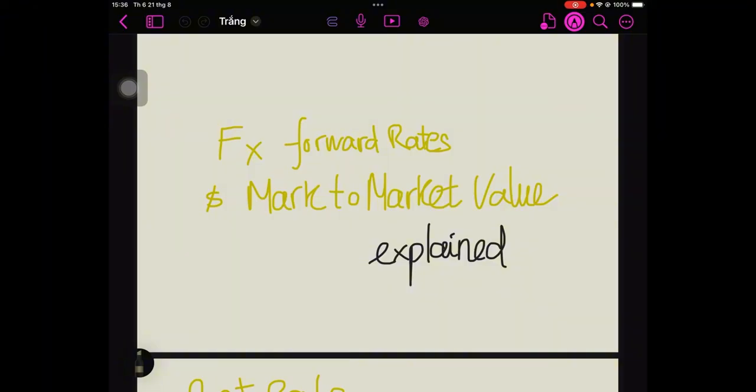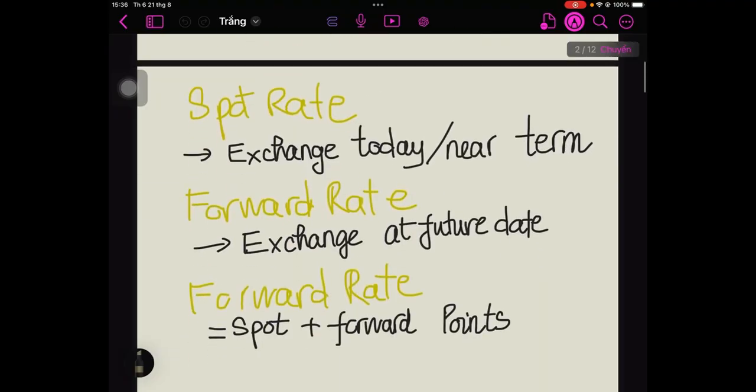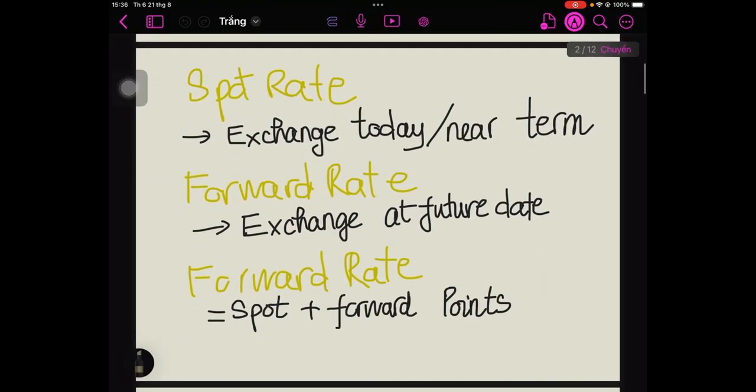And this is where two important forex concepts come together: forward premium or discount and mark-to-market valuation. So let's start with the basic distinctions. The spot exchange rate is the exchange rate applicable to near-term currency transactions. The forward exchange rate is the rate agreed upon today for exchanging currencies at a future date.